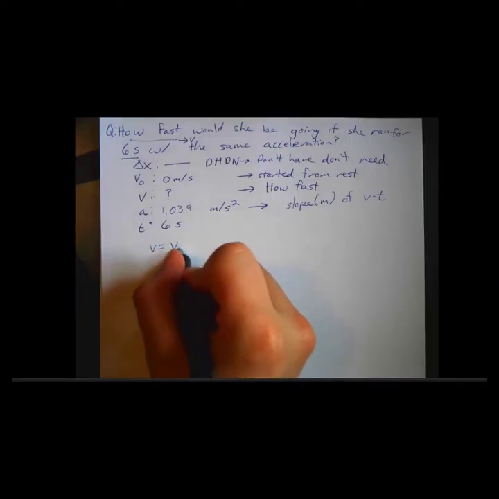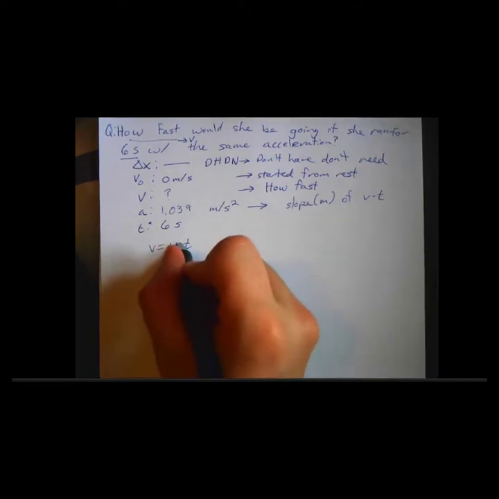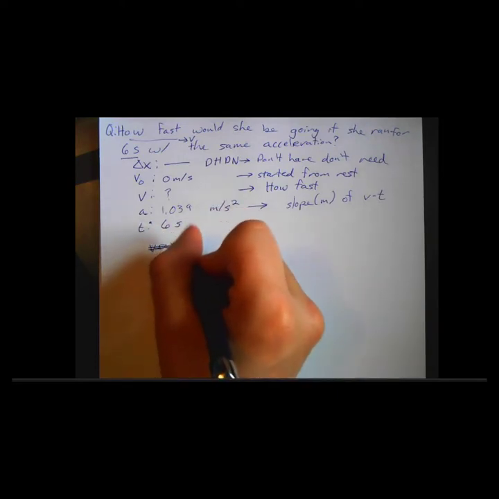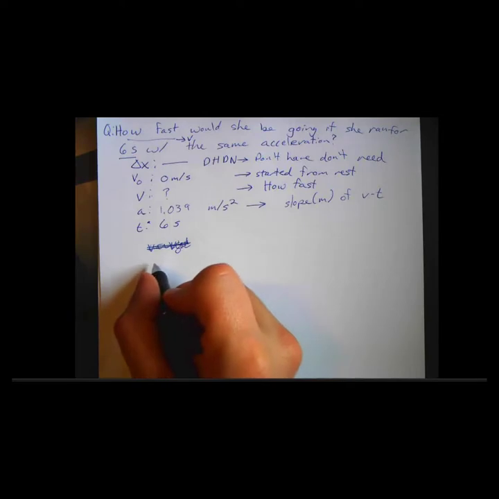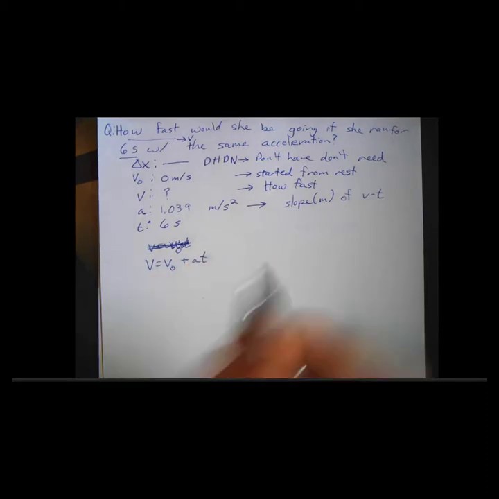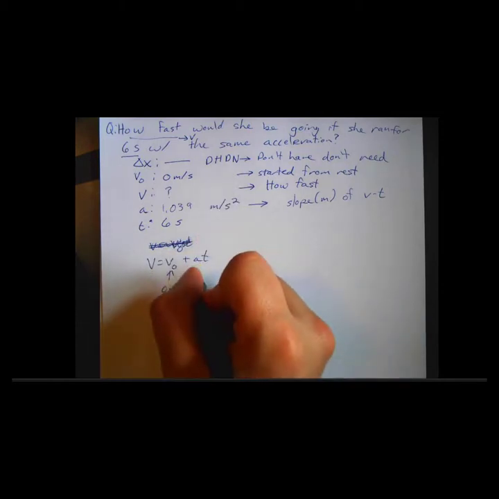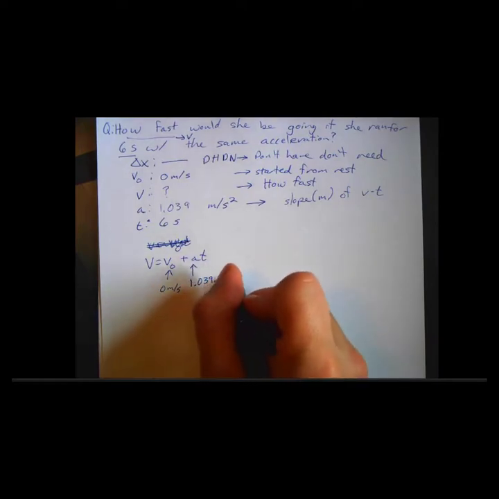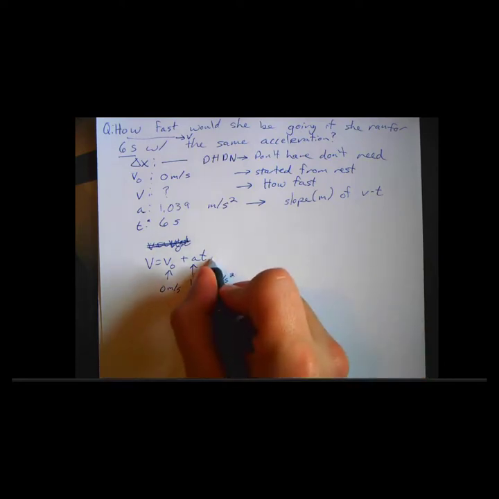So the equation is V equals V naught plus AT. We know our V naught is going to be 0 meters per second. We know our acceleration from the data is 1.039 meters per second squared. We know our time is 6 seconds.